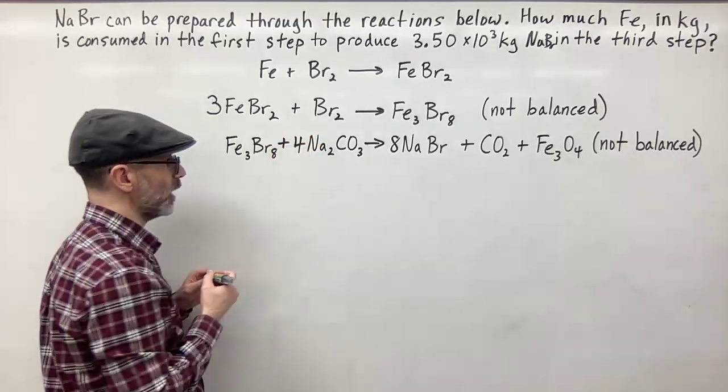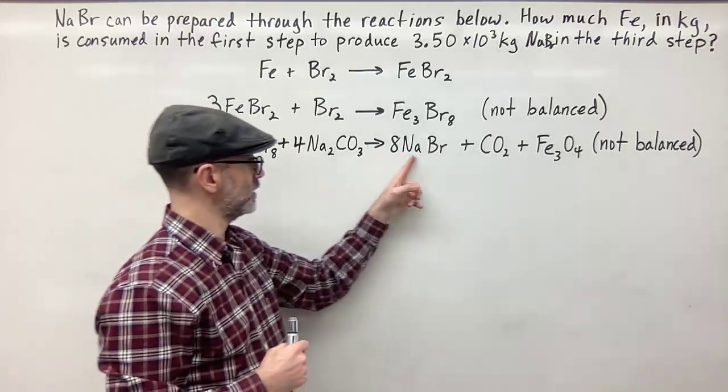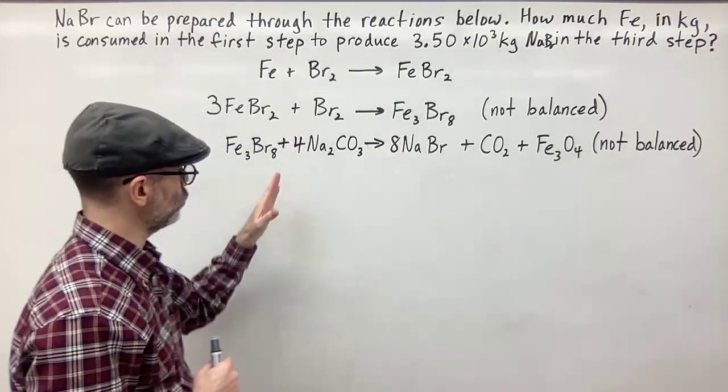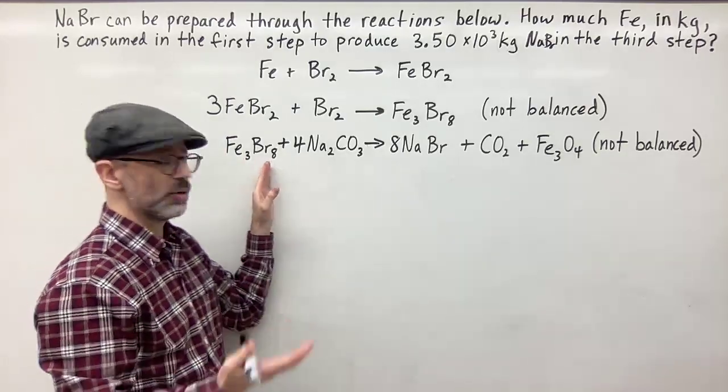So I got 4 now. So 4 times 2 gives me 8. And then 8 times 1 gives me 8. So now my sodiums are balanced. My irons are balanced. My bromines are balanced.